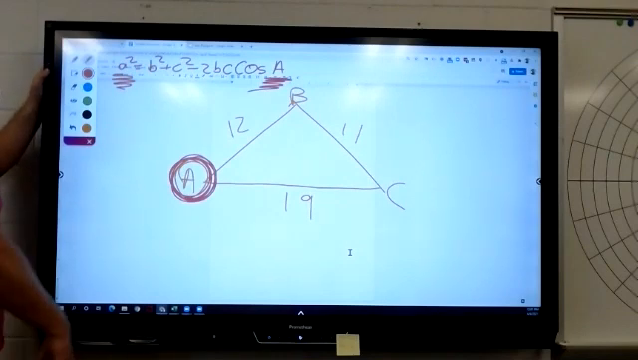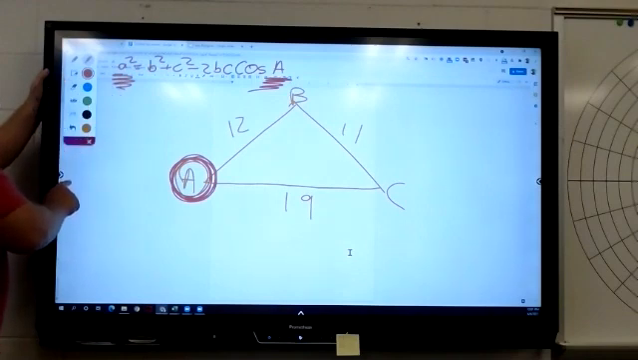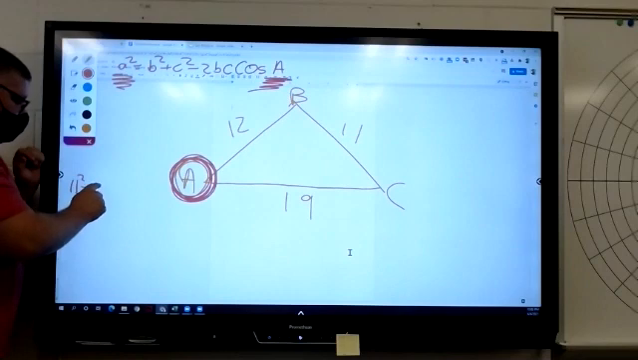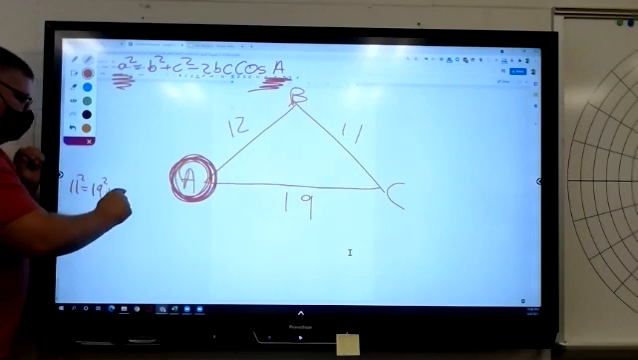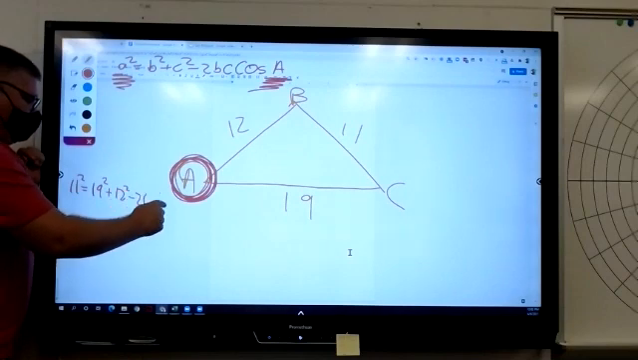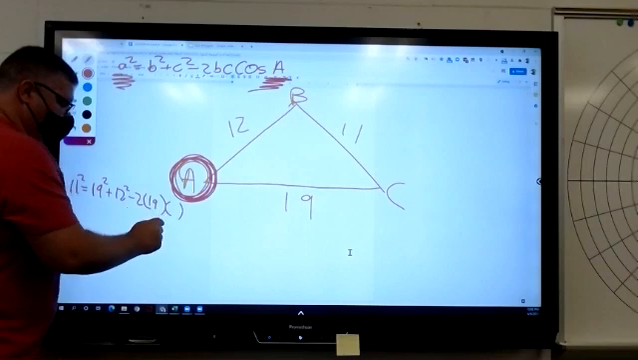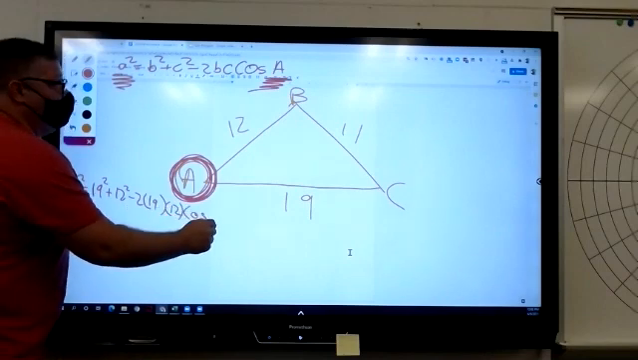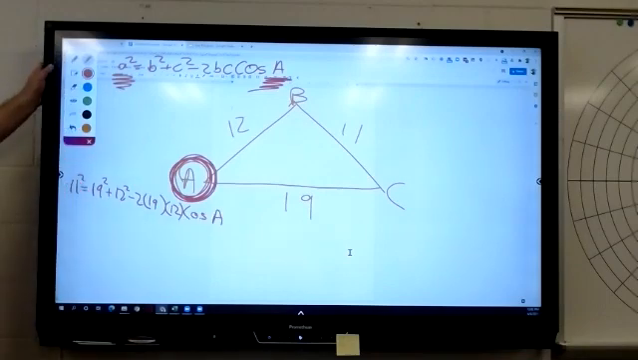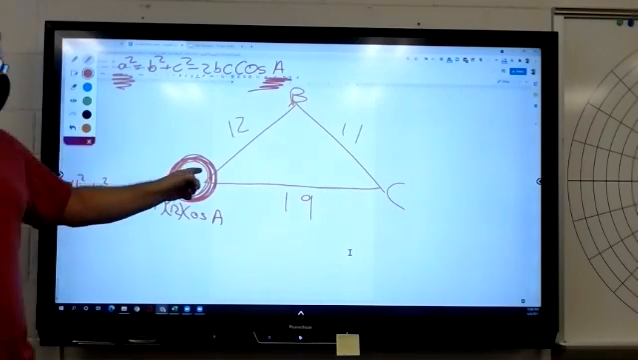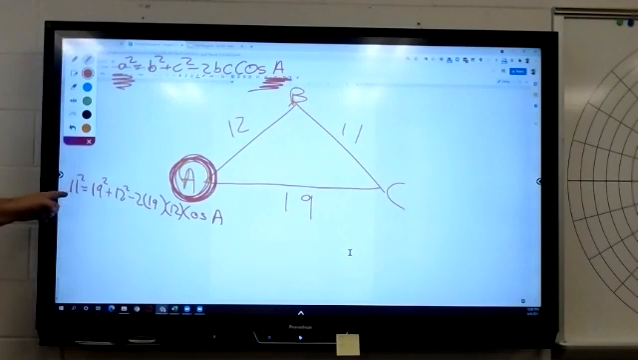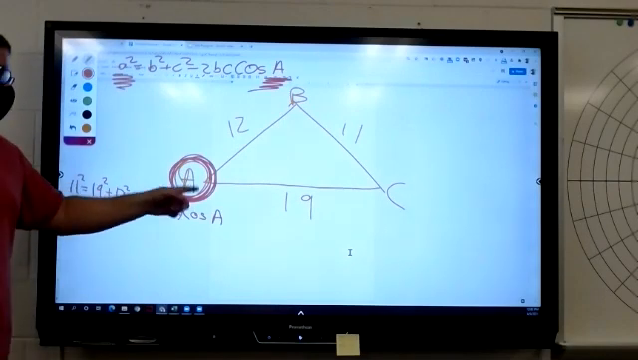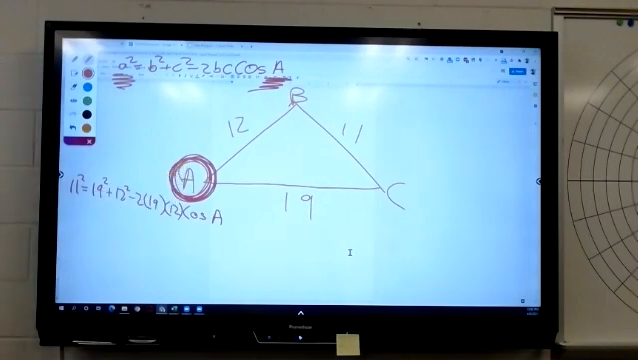So here we go. What's the side A? Nope, side across from A. 11 squared equals, then what? 19 squared plus 12 squared minus 2 times 19 times 12 times cosine of the thing I don't know. Do you agree? Just in case for those still catching up: if we want to find angle A, what side did I start with? A, 11 squared. Then I put the other two, 19 and 12, and cosine of A. Is everybody good there? Start simplifying, go.